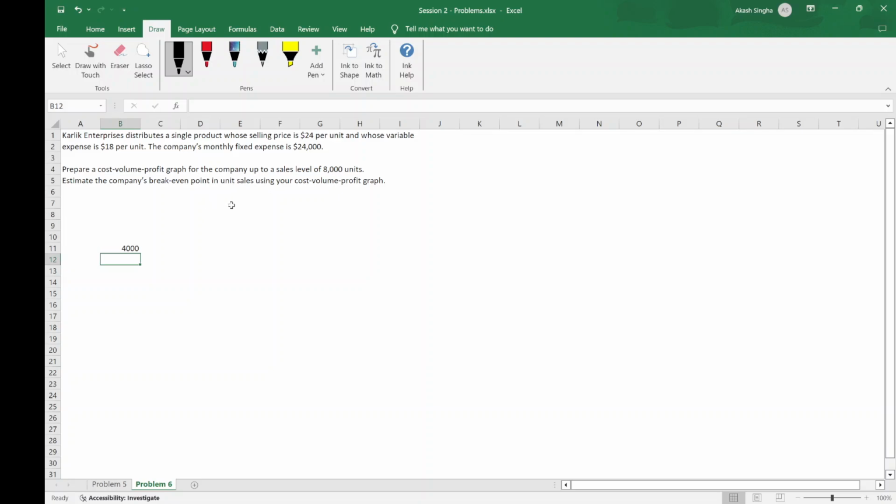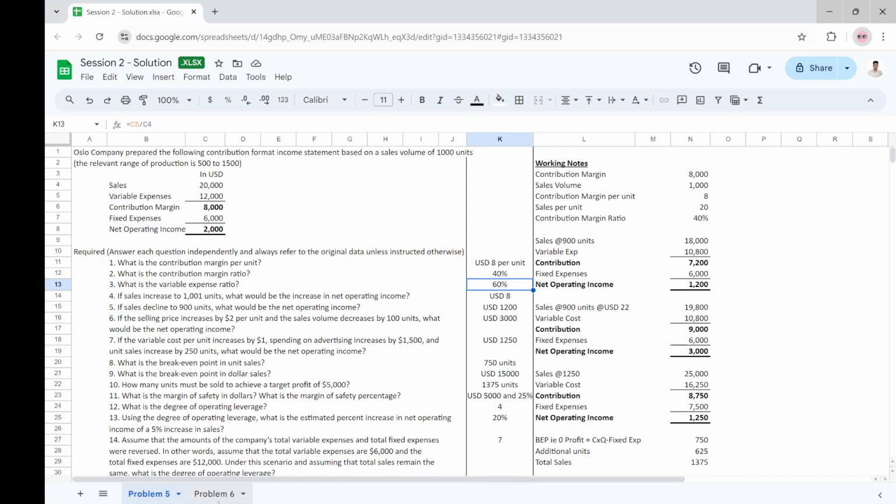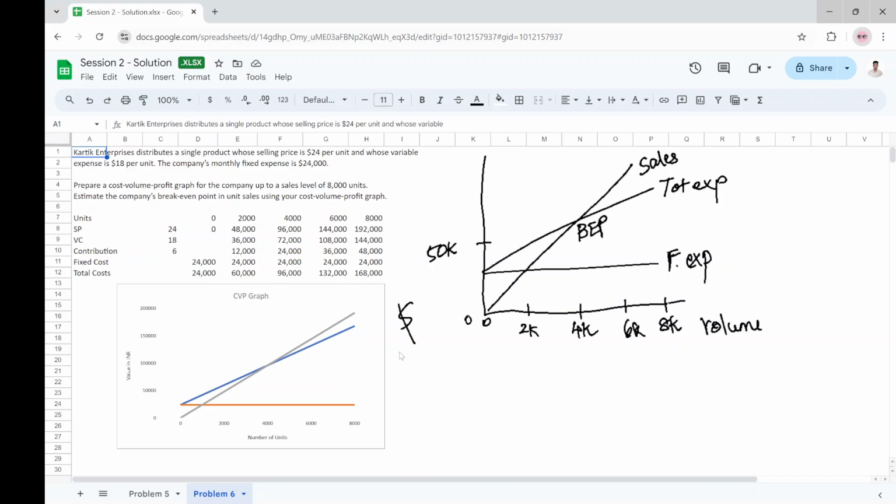I have not done the graph, but I have done how to calculate the break-even point. Its contribution margin is $6 per unit, right? 24 minus 18. Then the fixed cost, 24,000 divided by 6, is 4,000. That is your break-even point. Now, for the graph, I think I should look at how our ma'am solved it.